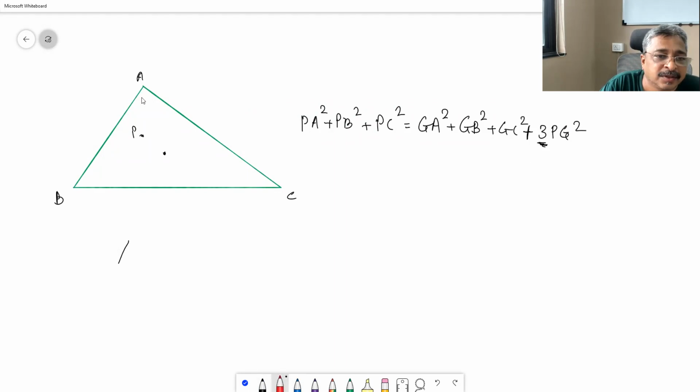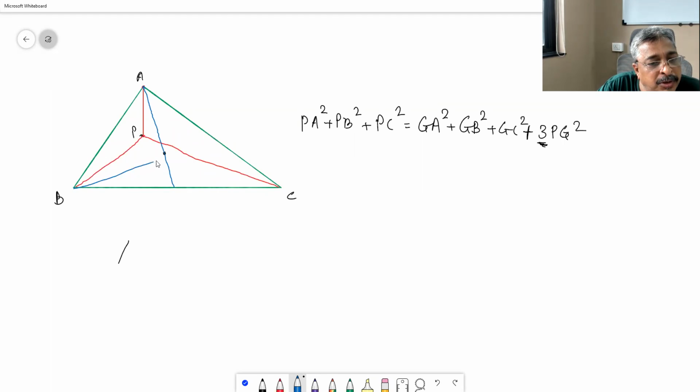So, of course, we have to find out PA square. Therefore, we have to join P with all the segments, and maybe G and A need to be joined. And this is a median. Therefore, let me join GA. I don't recollect the proof, but I will try. Okay.